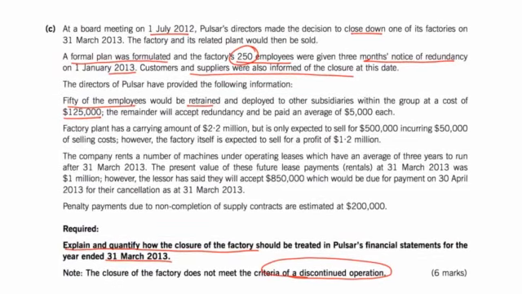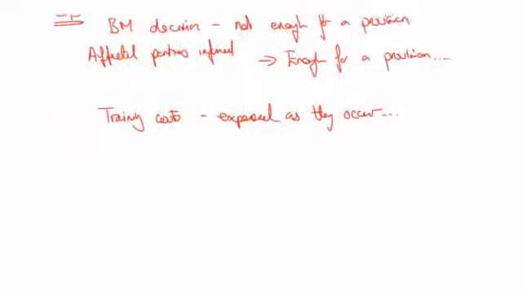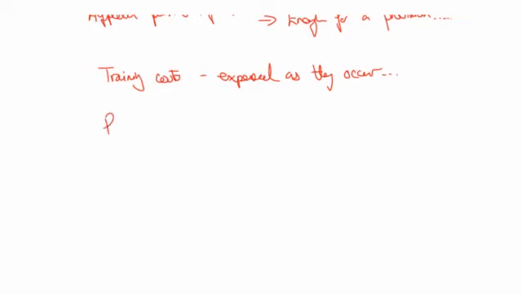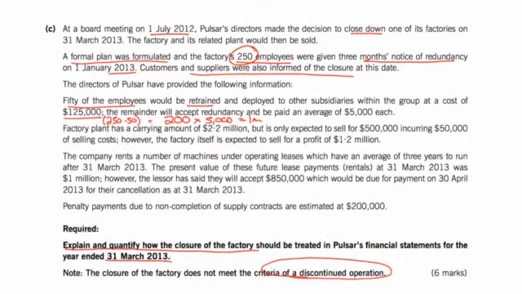The remainder, which is 200, i.e. the original 250 less the 50, 200 of them, they will accept redundancy at 5,000 each. That's 1 million. So my provision will be for the 1 million for the redundancy costs. Okay, I can bring that in now because there's an obligation for it now.